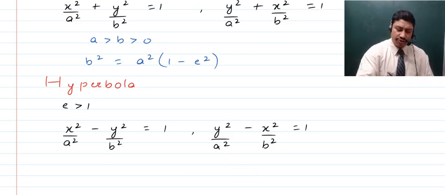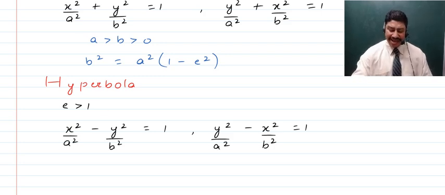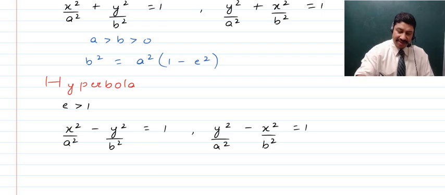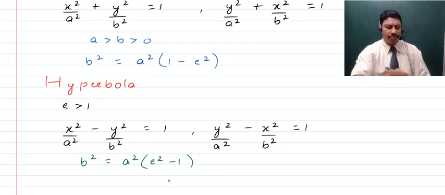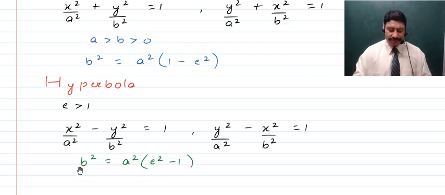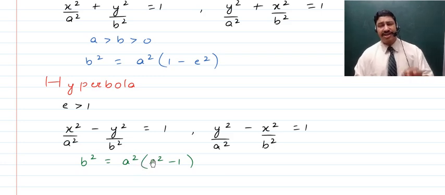Now here, children, I will also tell you the relation between a, b and e. Here you require to remember that b square is equal to a square times of e square minus 1. Moreover, do remember that the value of e was greater than 1, right? So 1 minus e square would have given you a negative value, and then for b you would have got an imaginary value, right? So b square is equal to a square times of e square minus 1 is a relation relating b, a and e. And here you require to remember that the value of b can be lesser or greater than a.